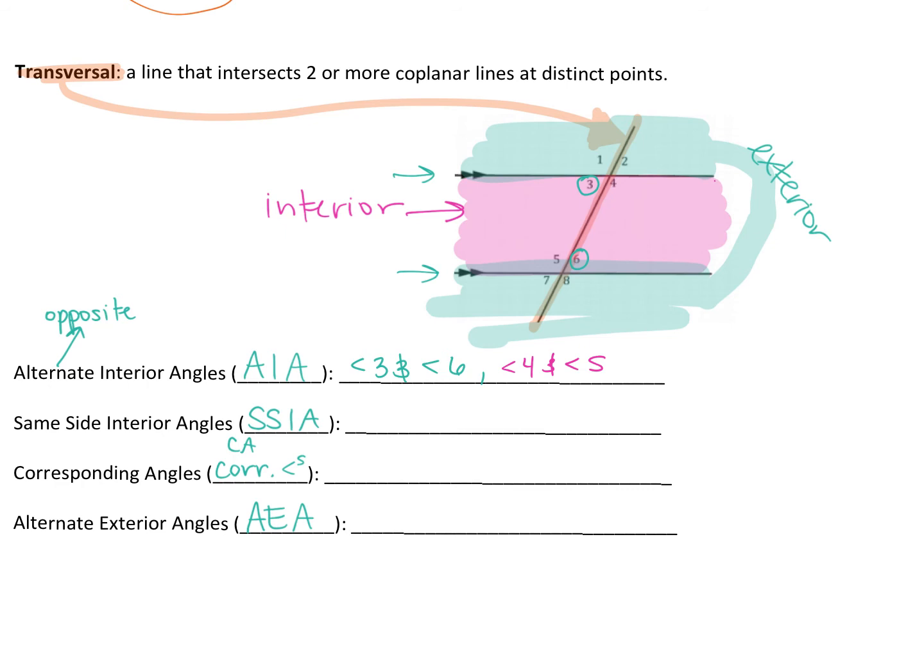Anyone else want to try same side interiors? Amaya. I think 5 and 3. On the same side of the transversal, so angle 5 and angle 3 would be same side interiors. They're on the same side, but they're inside the 2 lines, right? What's the other set? 4 and 6. 4 and 6.